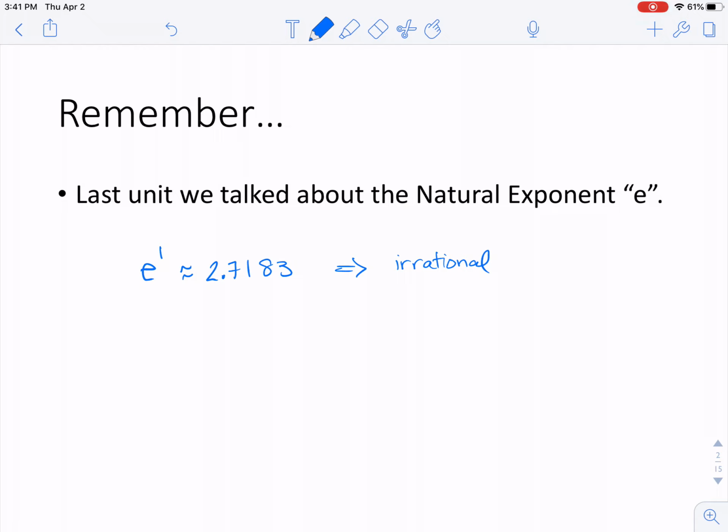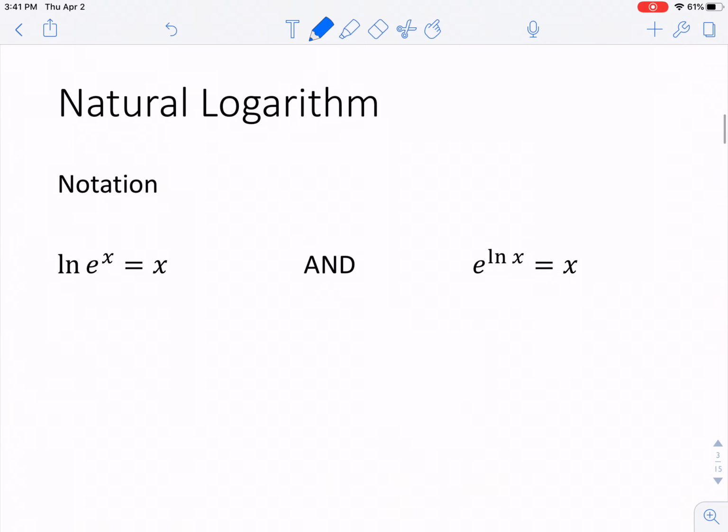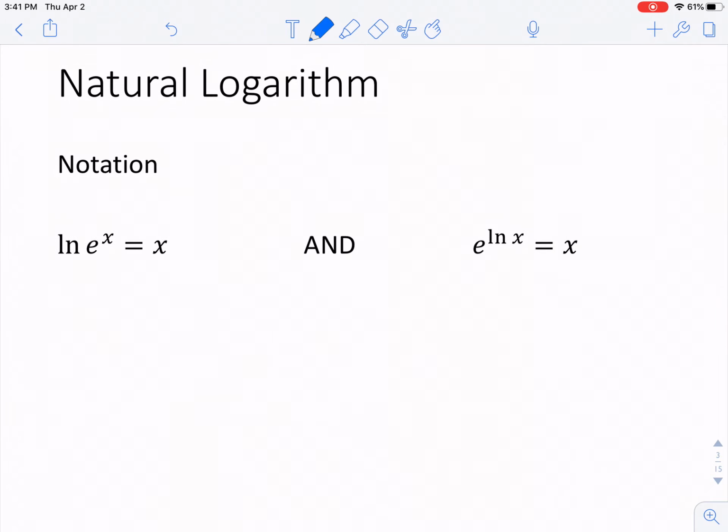So last time we talked about the natural exponent, so we could talk about e to the x is equal to some value y. Well, if we can have a base of e to some power is equal to y, then that means we're also going to end up having a natural logarithm. Notationally, what we end up seeing is that the natural log of e to the x is equal to x, and e to the natural log of x is equal to x.